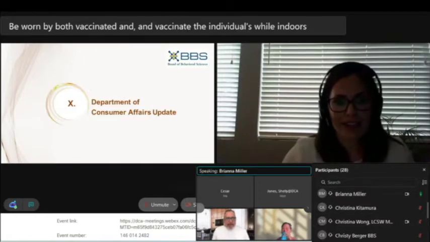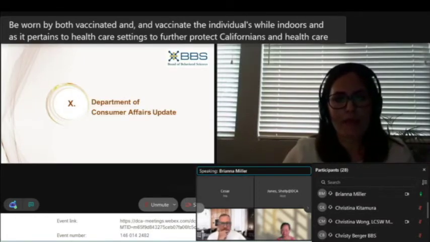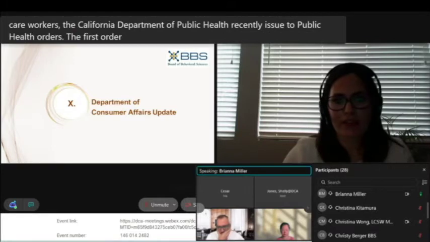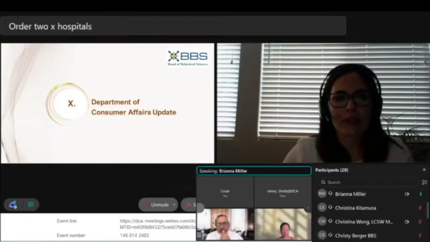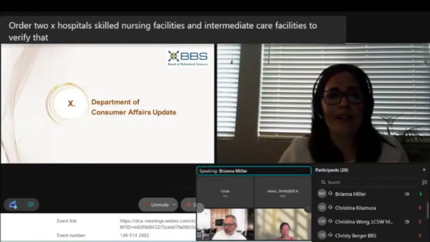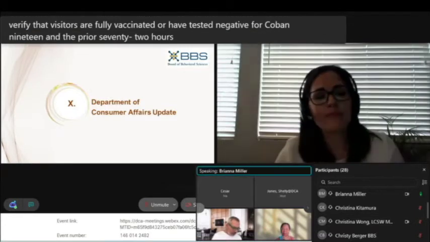And as it pertains to healthcare settings, to further protect Californians and healthcare workers, the California Department of Public Health recently issued 2 public health orders. The first order requires workers in healthcare settings to be fully vaccinated or receive their second dose by September 30th. The second public health order directs hospitals, skilled nursing facilities, and intermediate care facilities to verify that visitors are fully vaccinated or have tested negative for COVID-19 in the prior 72 hours before indoor visits.